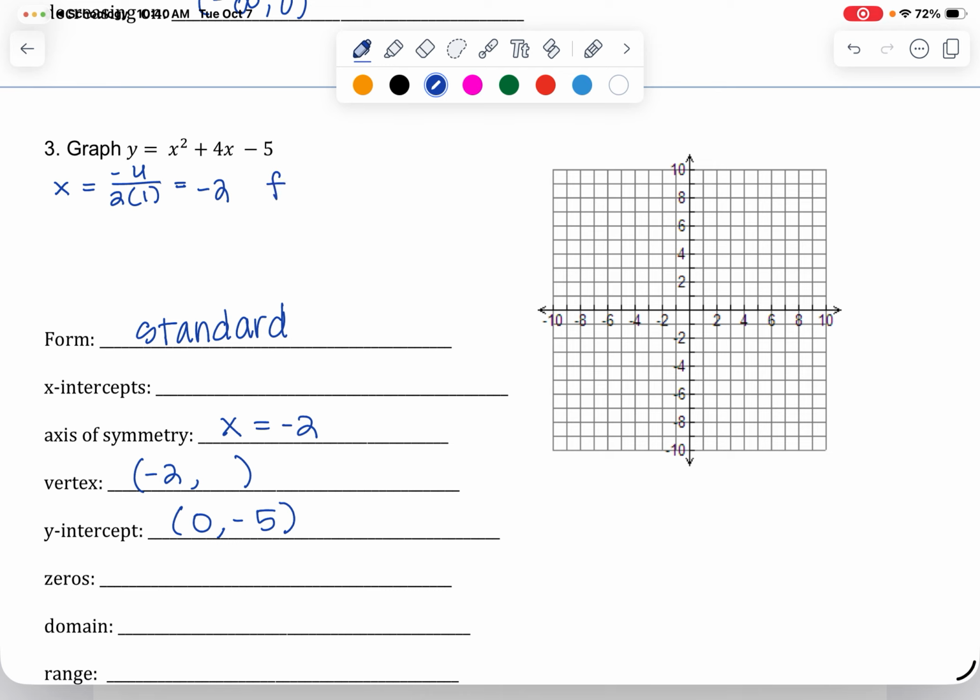That means my vertex is -2 comma something. So I'm going to find f of -2 to get that y value. -2 squared plus 4 times -2 minus 5. So that is 4 minus 8 minus 5. 4 minus 8 is -4. -4 minus 5 is -9. So my vertex is -2, -9.